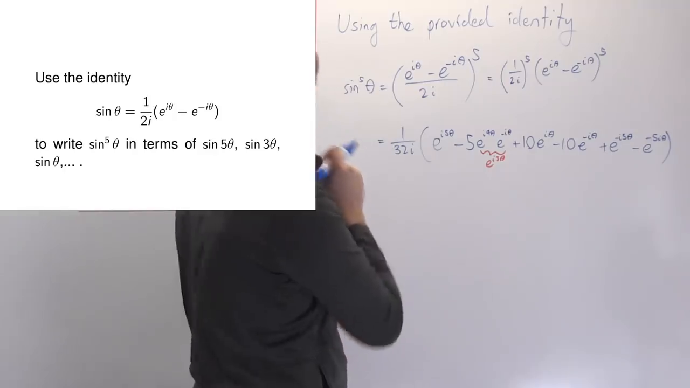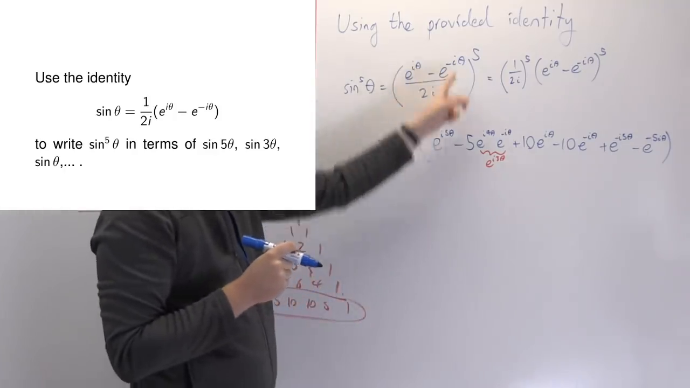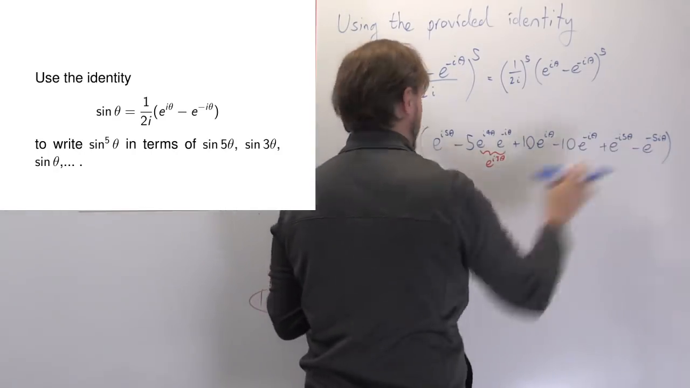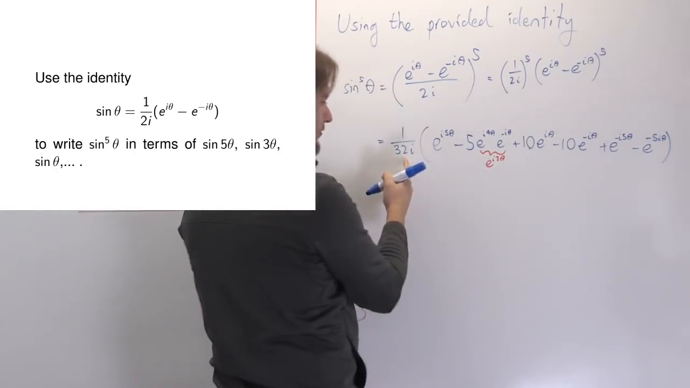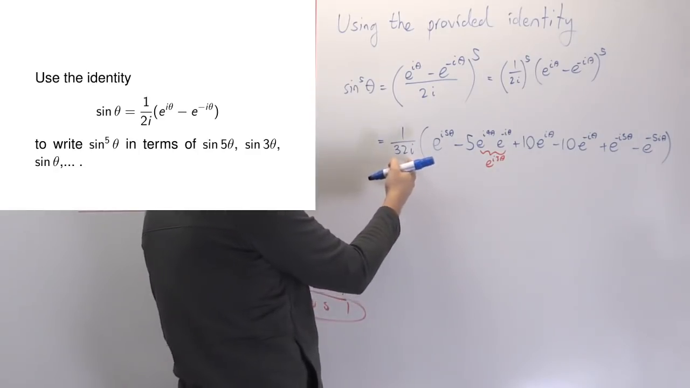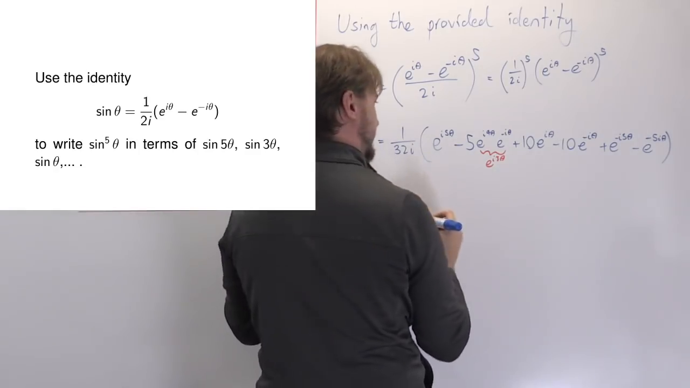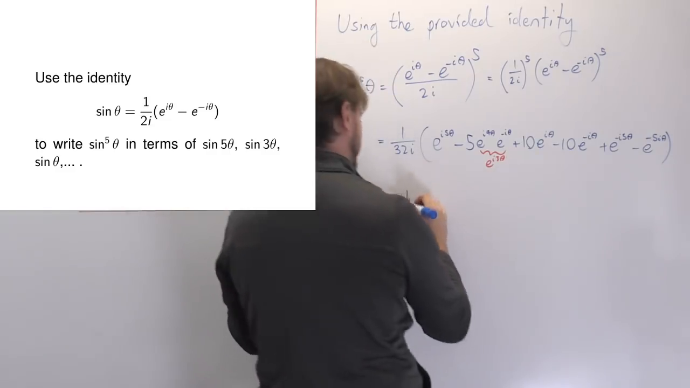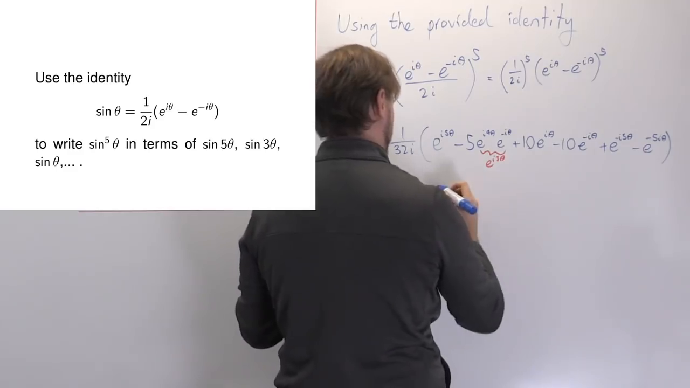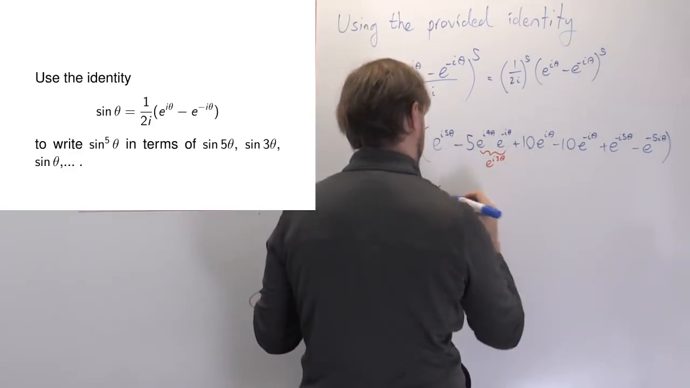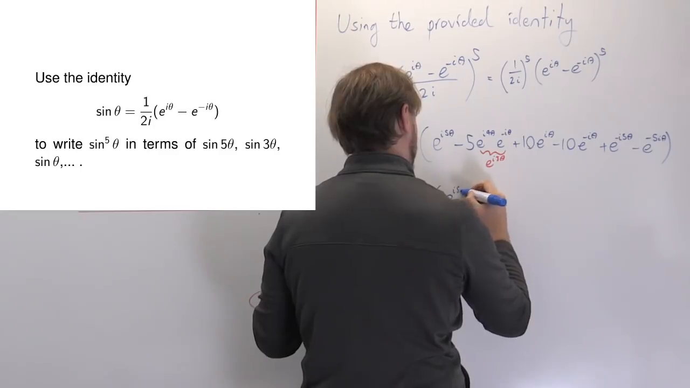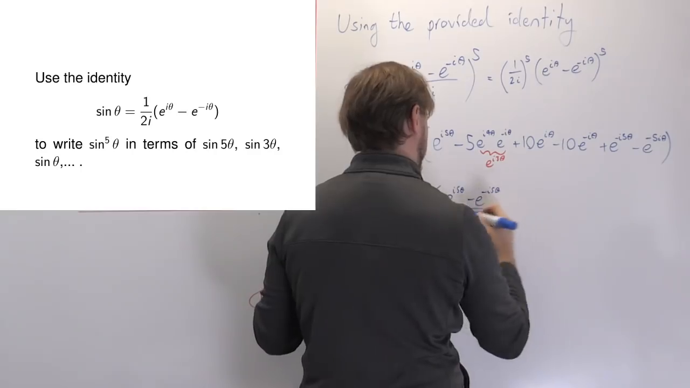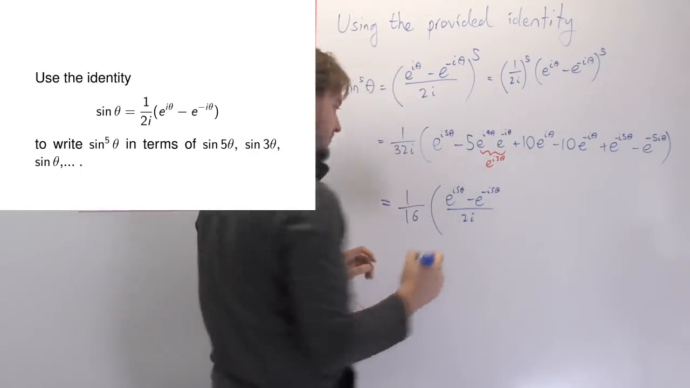Now, what I'm going to do is actually use this formula now in reverse and collect everything so they look like sines. So this one and this one will combine together, and I will also borrow a 2i from here. So let's see how I'll write this. So I'm going to borrow 2i from here. So this is 1/16 of, well, this one and this one together, e to the i 5 theta minus e to the minus i 5 theta over 2i.